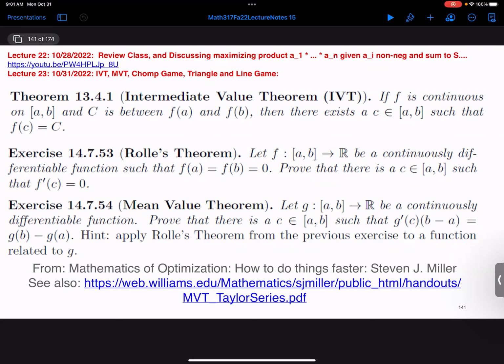So the first is the intermediate value theorem. This says if we have a continuous function on a closed interval [a, b], and C is any number between f(a) and f(b), then there is some number c in the interval such that f(c) equals C. What this is saying is you cannot discontinuously jump from one point to another.